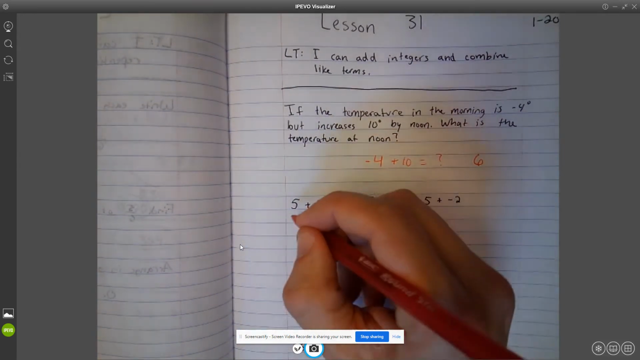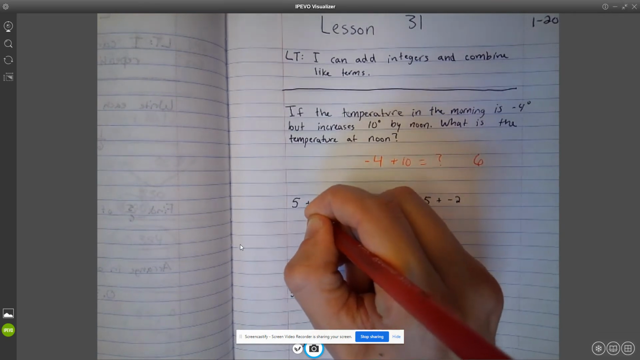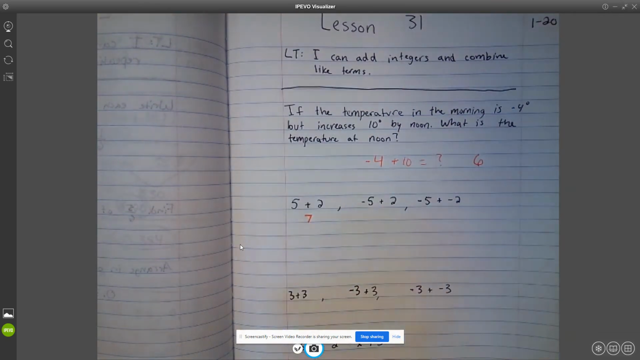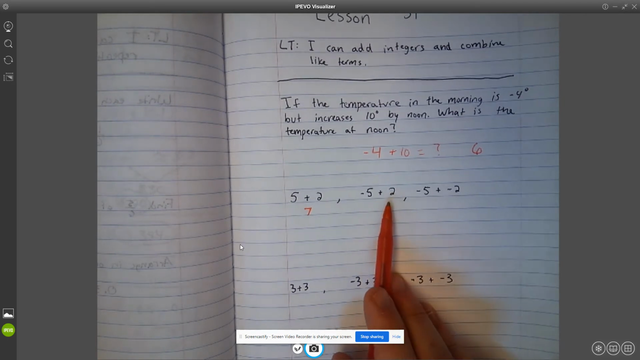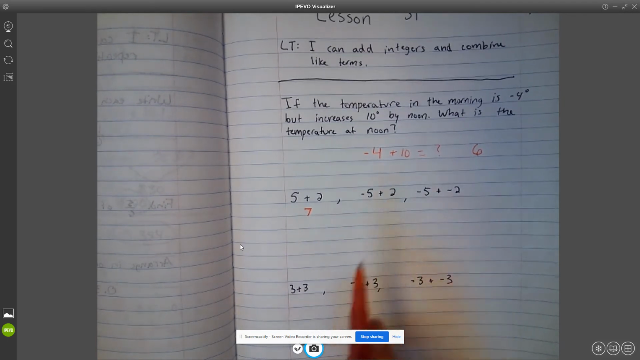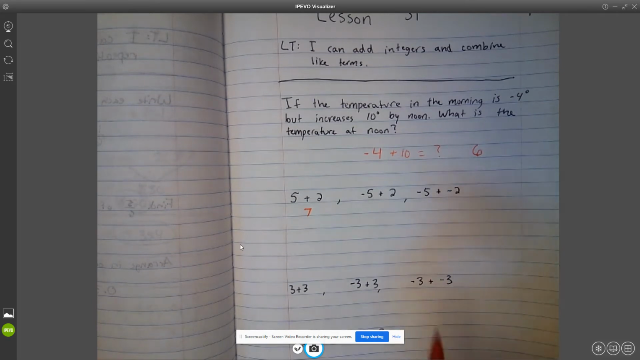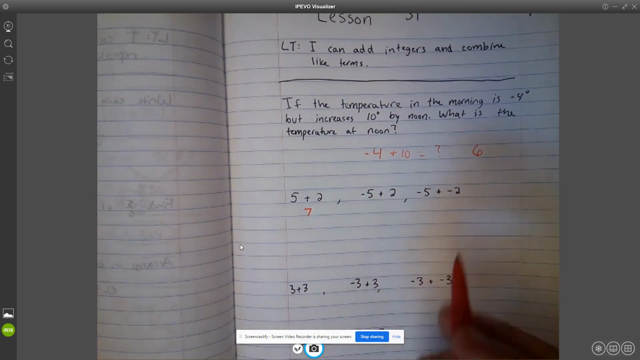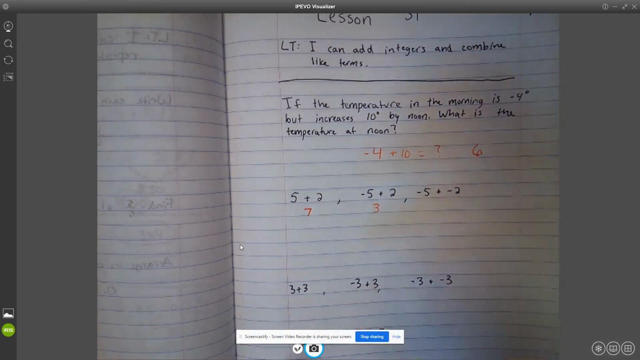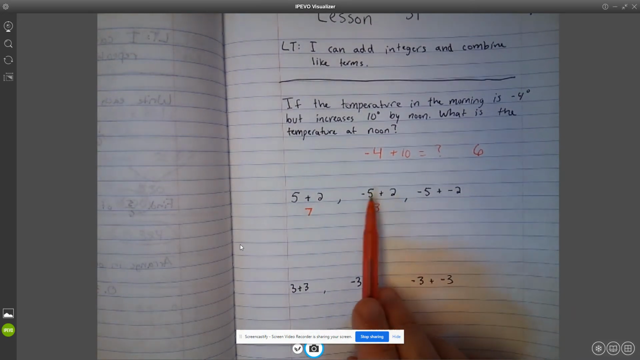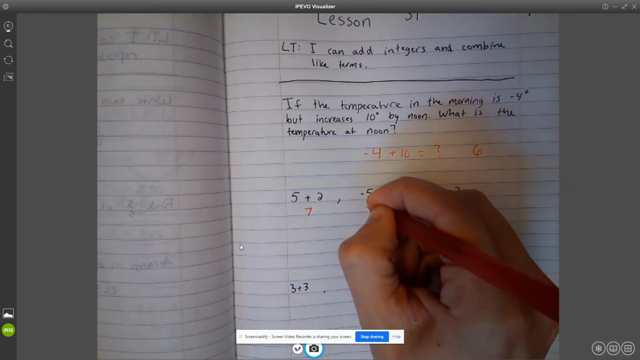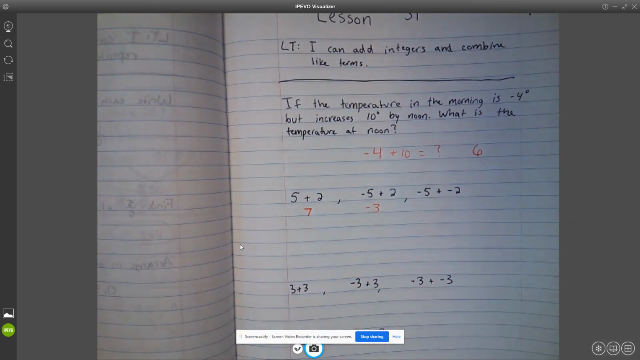Let's try a few problems down here. Obviously, we know what 5 plus 2 is. Hopefully, we know that is 7. Two positive numbers. Here we have a -5 plus positive 2. Again, we have one of each, so we need to have a subtraction problem. We're going to go 5 minus 2. 5 minus 2 is 3. And then we got to ask ourselves, what's bigger, the negative or the positive? The negative is bigger. So that's going to be -3.